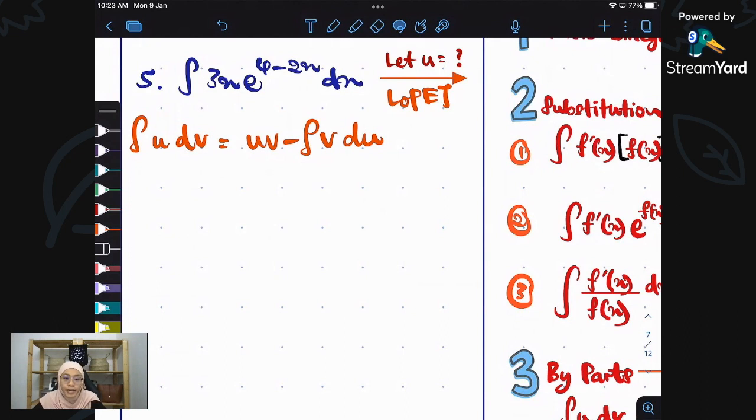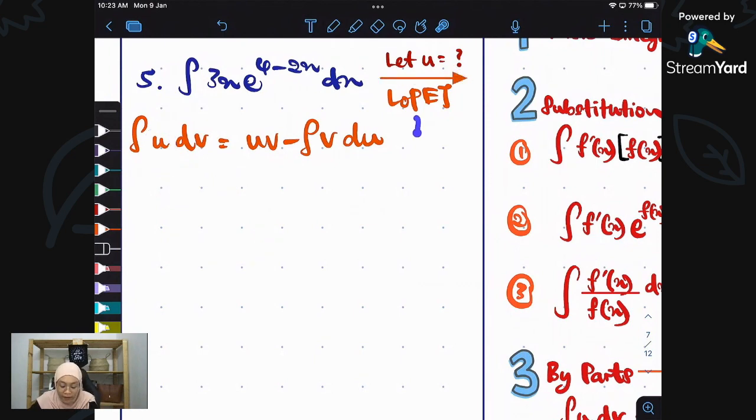Question number 5. Integrate 3x times e to the power 4 minus 2x dx. Okay, so now we are going to use this formula, integrate u dv, and you already know that we need to let u and we need to let dv, am I right? But you do not know which one is supposed to be u and which one is supposed to be dv. So how do we know it? It's according to the tips of LOPAD.